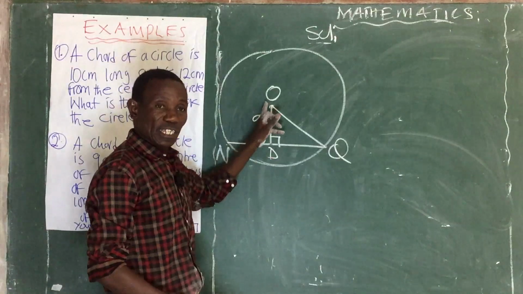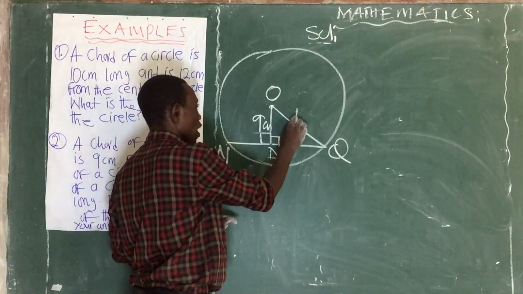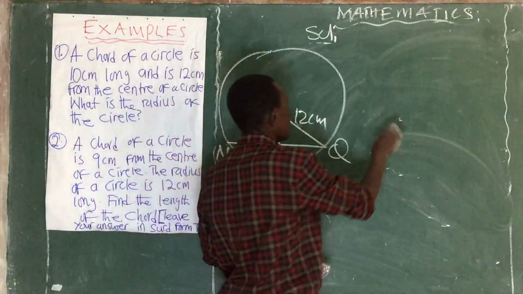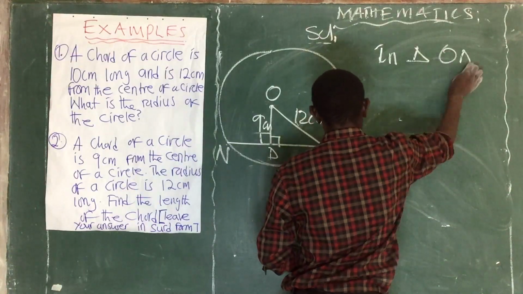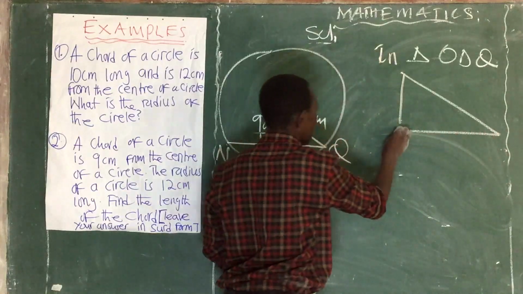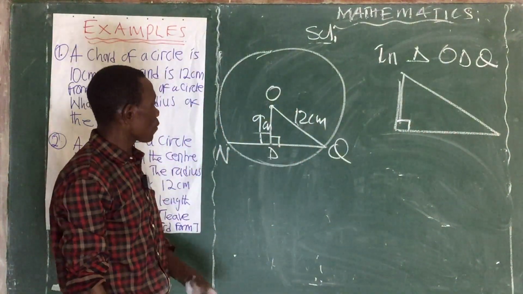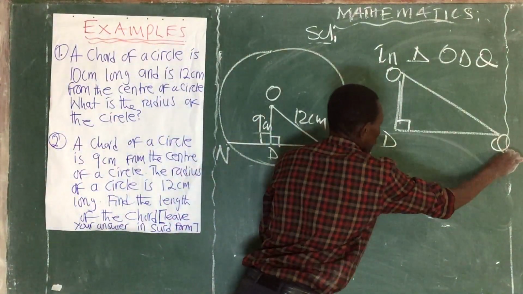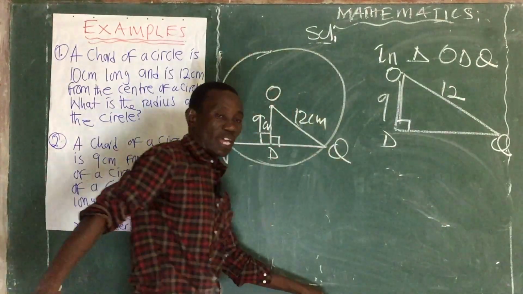By the line from the center to the chord, the triangle should be right angled. So this one will be named as 12 centimeters. Here we have triangle ODQ, which you can produce as a separate sketch, depicting from that figure. It looks something like that. This is your O, this is your D, this is your Q. So this side here is 9 and this one is 12, like that.